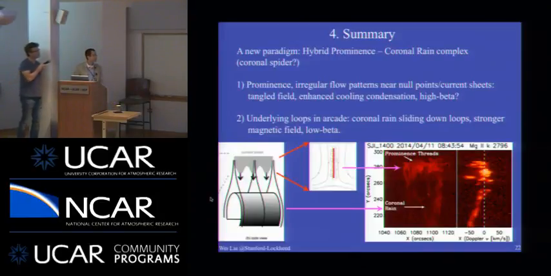Okay, I have a question. Some of the examples you showed at the end there looked like just coronal rain. What was the prominence aspect of some of the AIA movies you showed at the end?